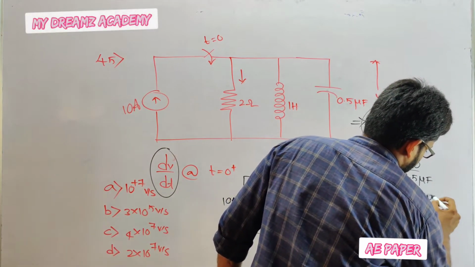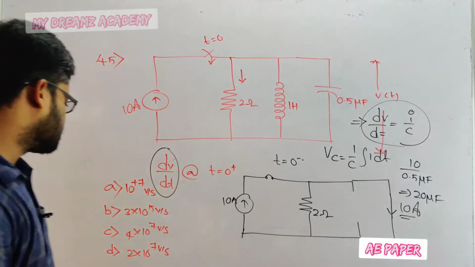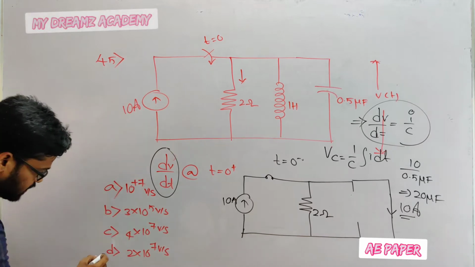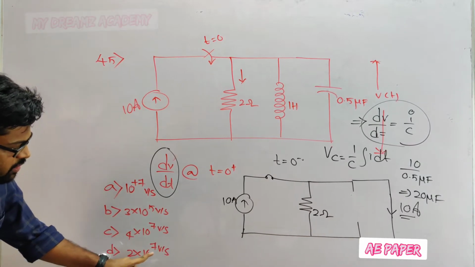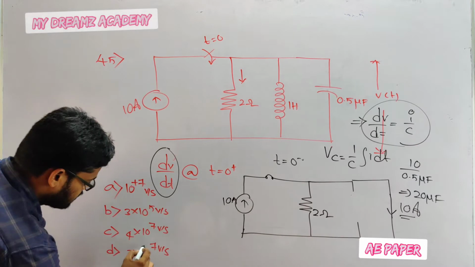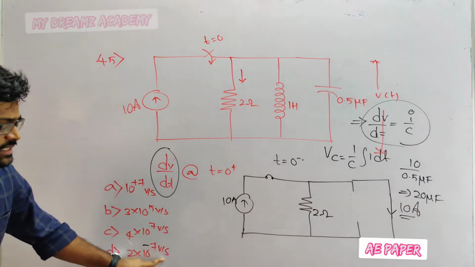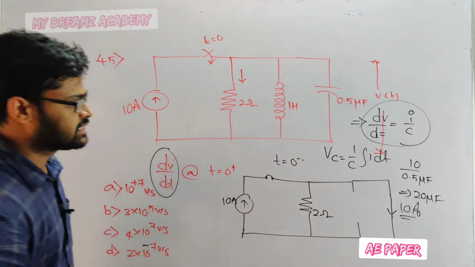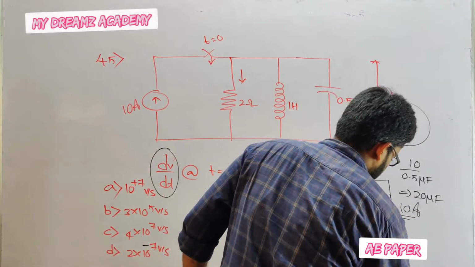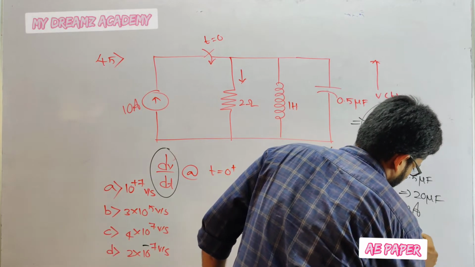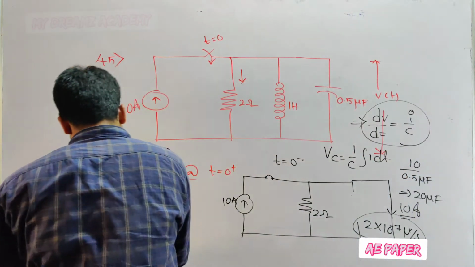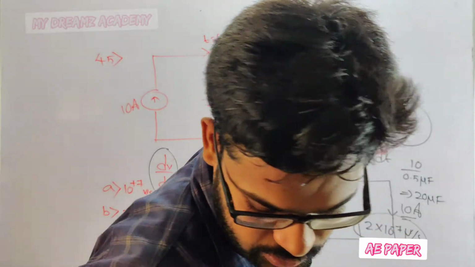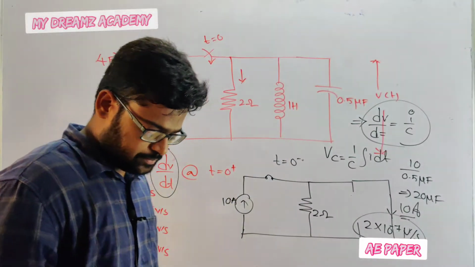So that is 20. Which option is correct? There is no option 20, but see option D, that is 2 into 10 to the power of 7. Sorry, this is minus 7. 2 into 10 to the power of minus 7 volt per second. So option D is correct. This is question number 45. Next we are going to see question number 46.